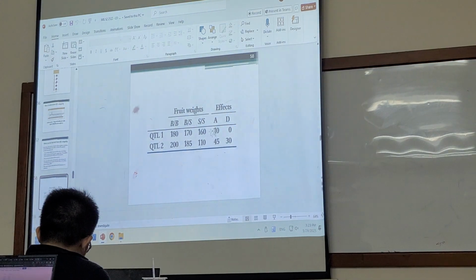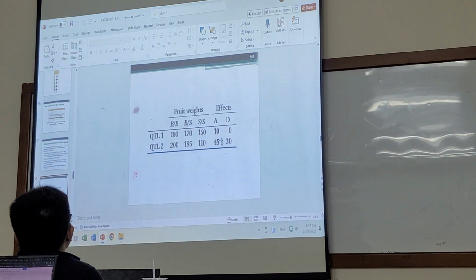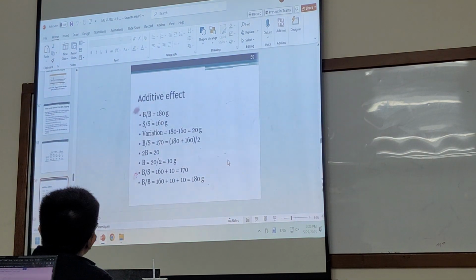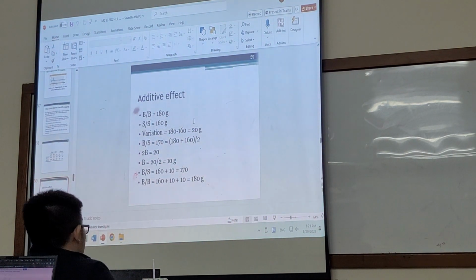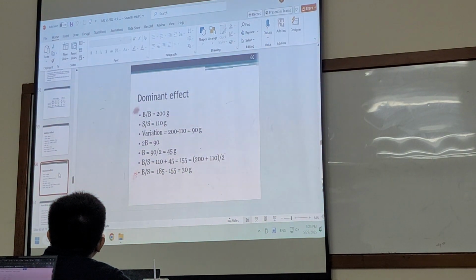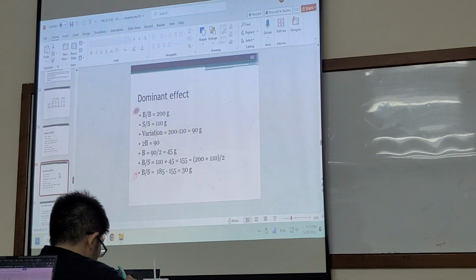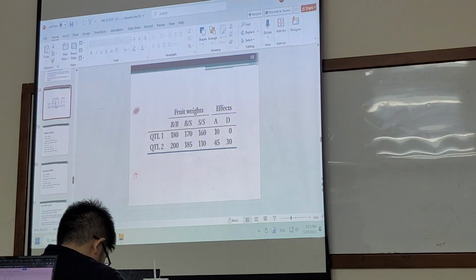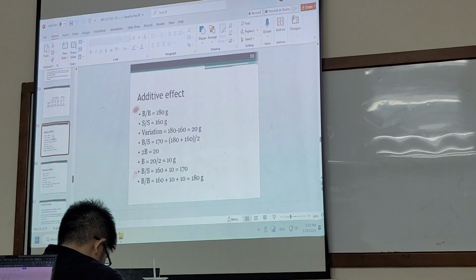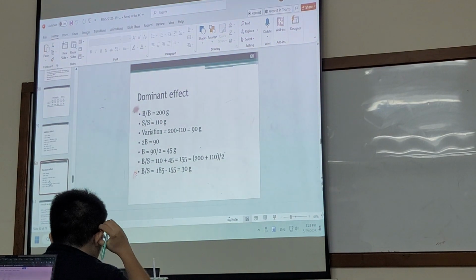This table shows you the additive effect and dominant effect. I already explained how to calculate the additive effect and the dominant effect. I already showed you how to calculate the additive effect based on the table.